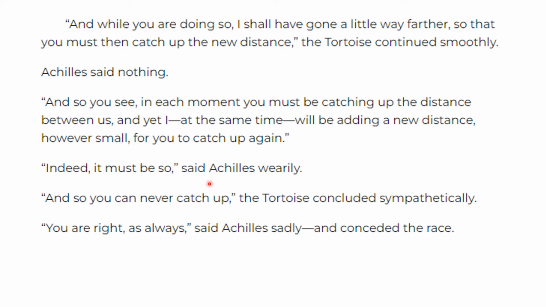"Indeed, it must be so," said Achilles wearily. "And so you can never catch up," the tortoise concluded sympathetically. "You are right, as always," said Achilles sadly, and conceded the race. That's the end of Zeno's paradox.